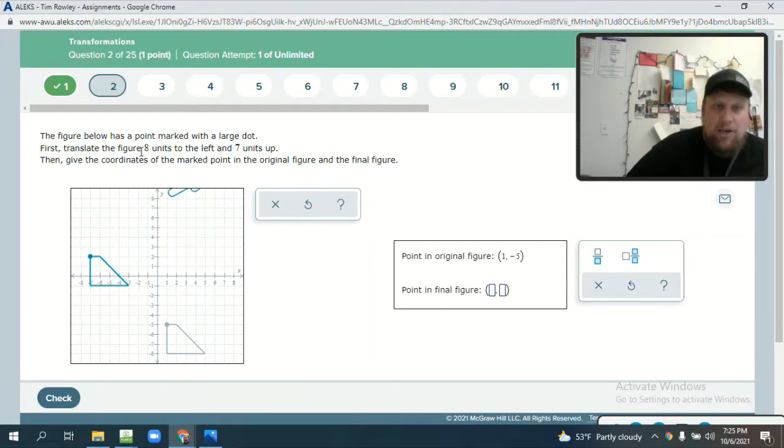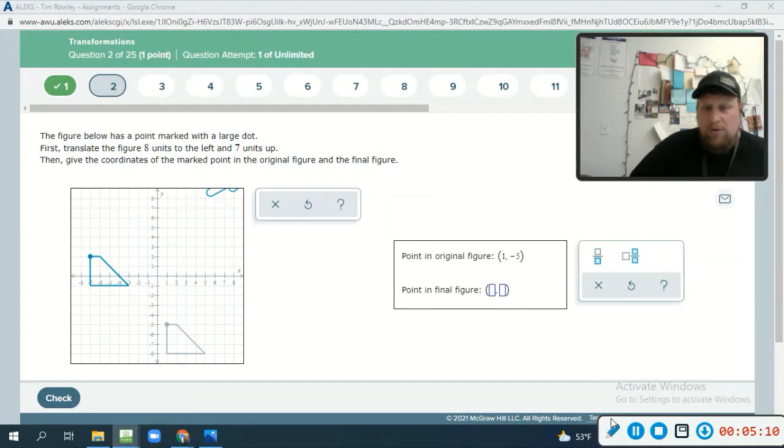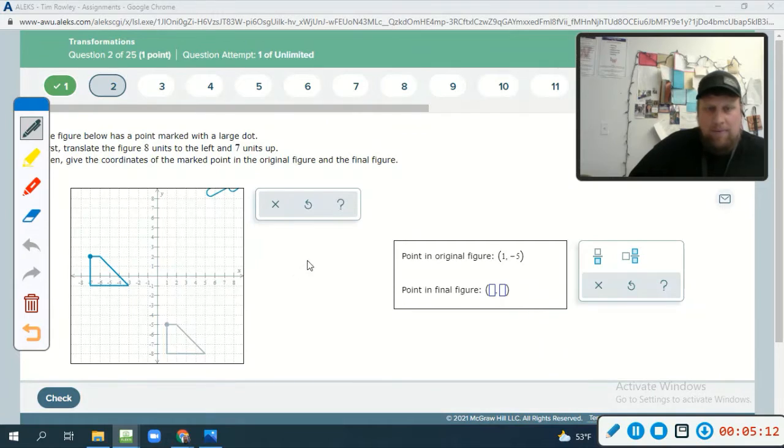We went to the left 8 units. Remember, horizontal affects the x. So we're only affecting the x figure with the 8 units to the left. So if I'm moving left, that's getting negative, which means I'm subtracting. So I'm actually going to take my, let me redraw this point right here. It's the point 1, negative 5.